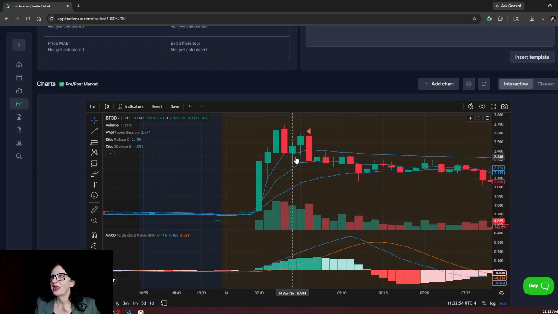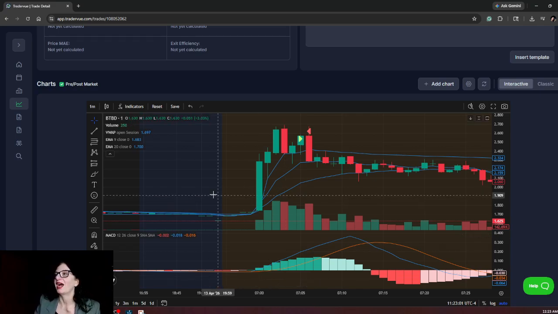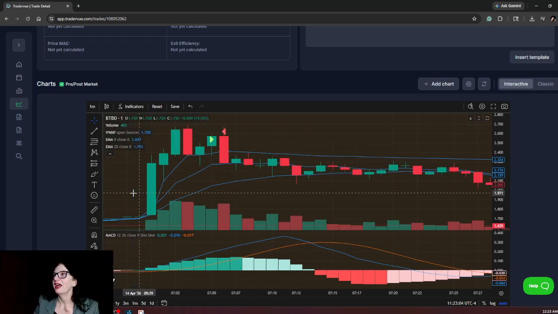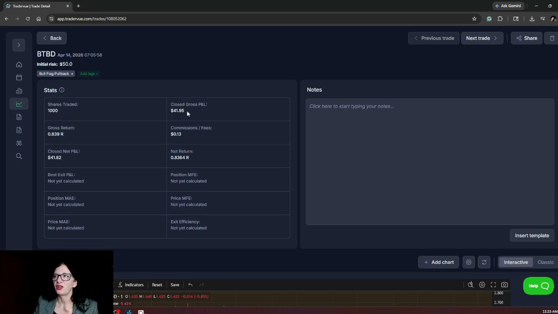I was above the 9 EMA, above the 20 EMA, above the VWAP, and MACD was green. That was good. It was solid. I got out at $41.95, so my net return was 0.83 times what I risked. Ideally, I'm looking for 10 cents a share. If I risk 10 cents, I'm looking to make 10 or 20 cents a share. But I'm just looking to get green right now.